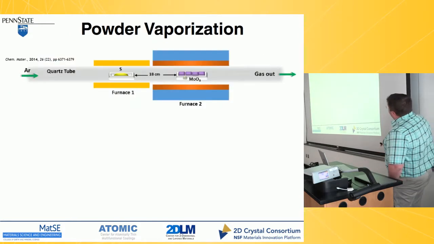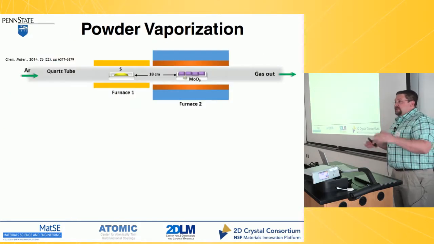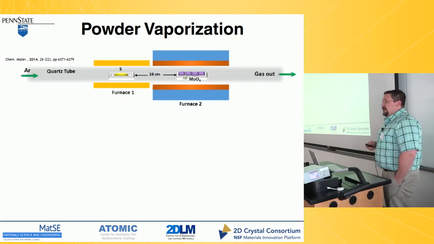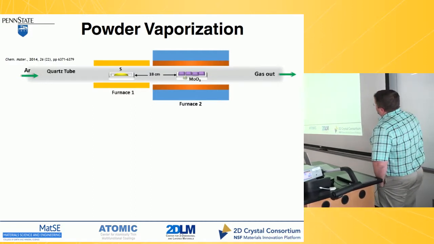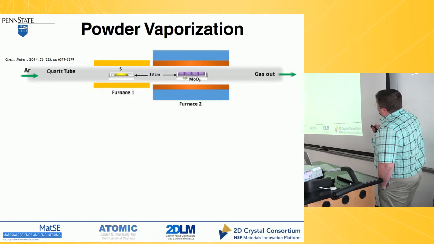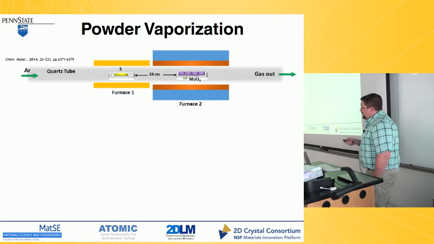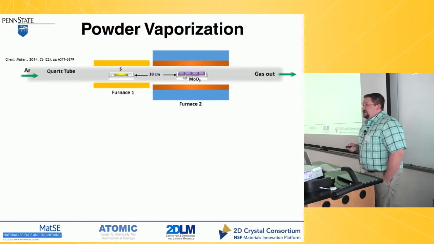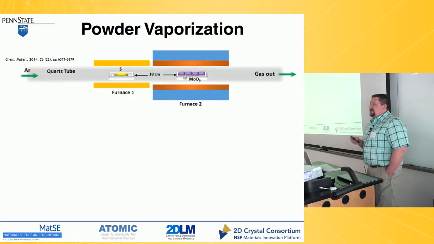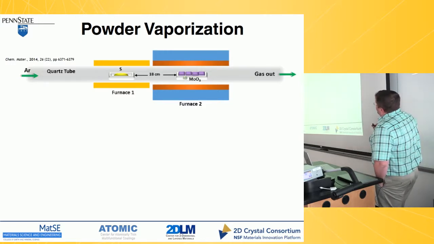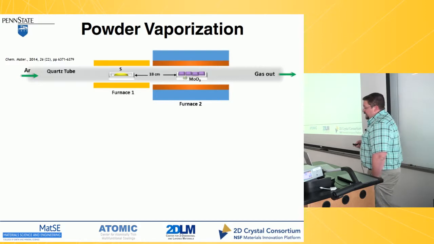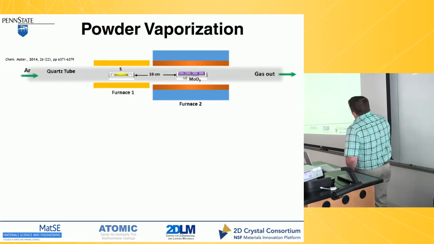So related to powder vaporization, people have been doing this for 10 years now in terms of this process. This is an example for MoS2. You have sulfur slightly outside your furnace, whether it's another furnace or a heat tape or something, typically at lower temperatures. And then you have a metal oxide that's inside. Very standard setup here, you flow argon in.